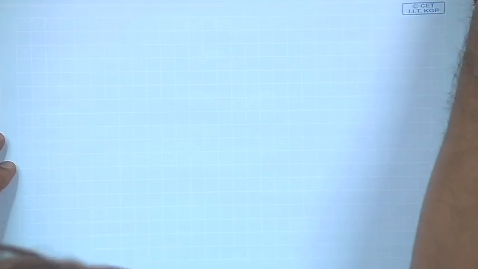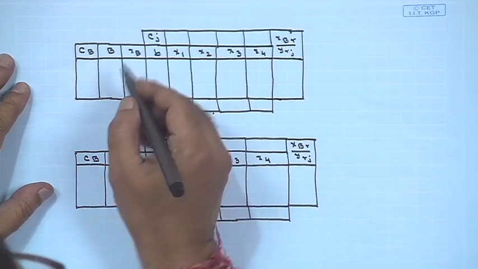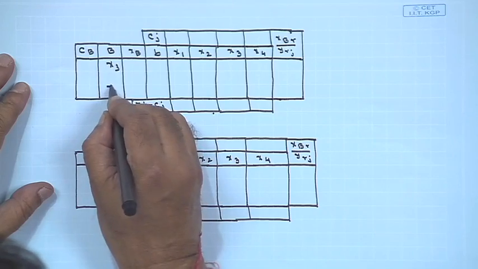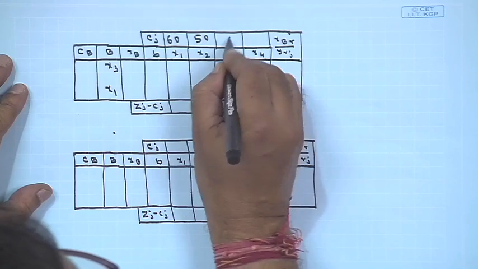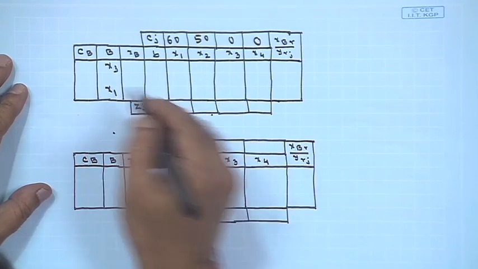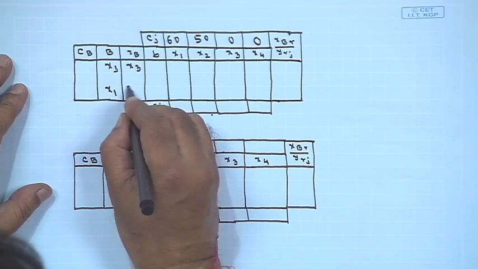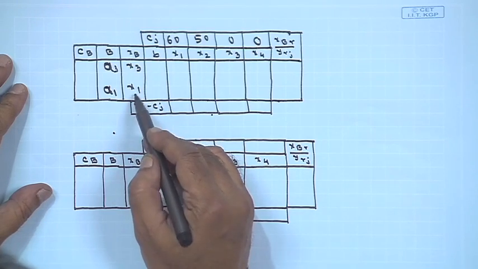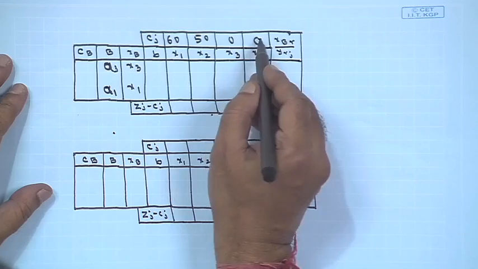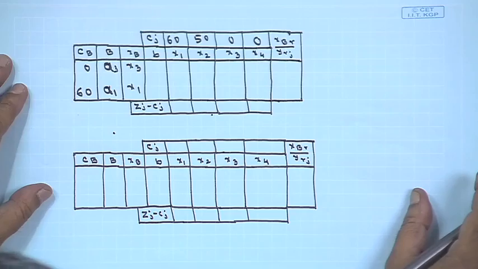Let us see quickly what happens in the next table. In this case, for xb, x3 and x4 will be replaced by this. These values remain the same, that is 60, 50, 0 and 0. Sorry, this xb is x3 and x1, this is a1 and a3. Corresponding to x3 and x1, the cost coefficient for x3 is 0, and for x1 the cost coefficient is 60. So I am writing 60 over here.